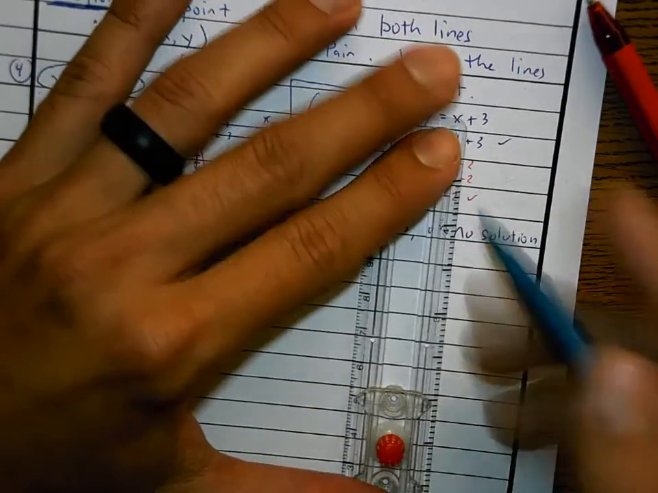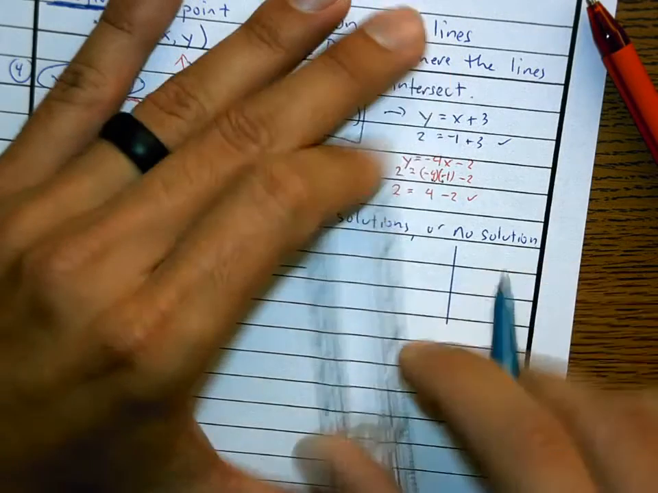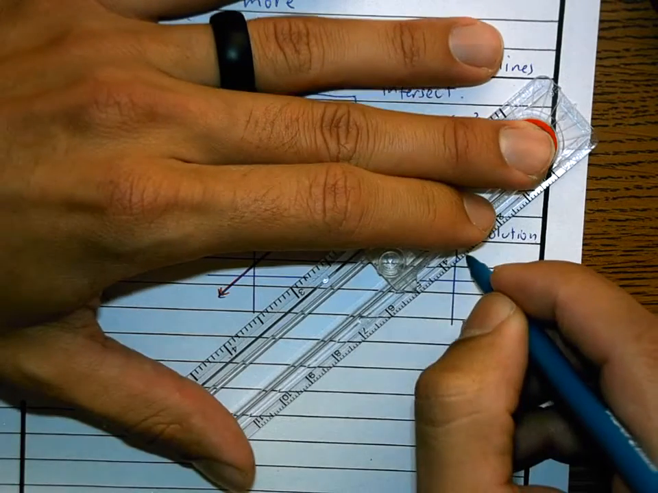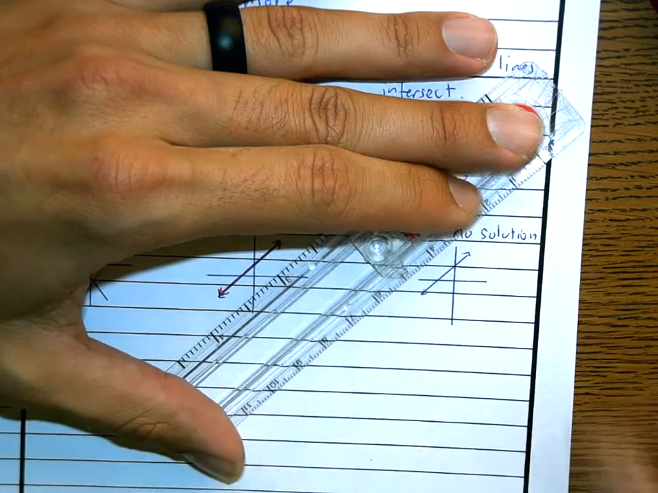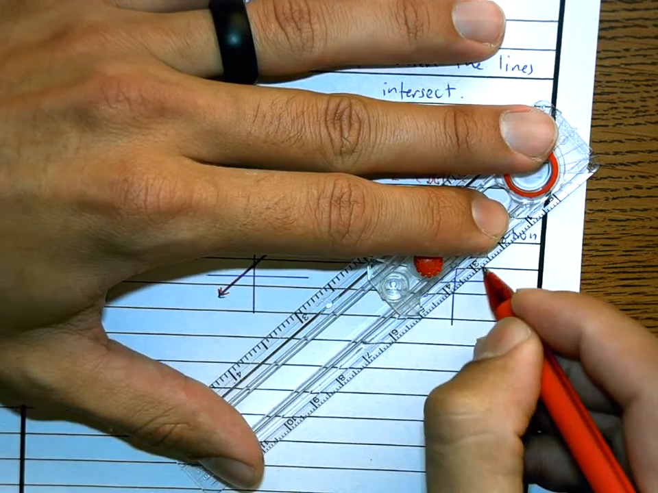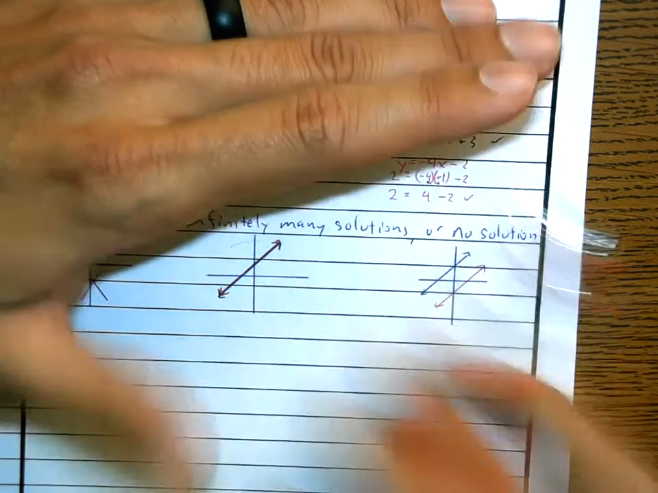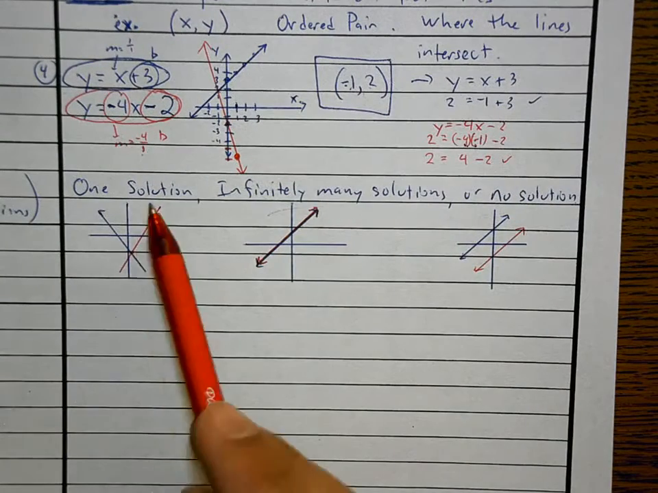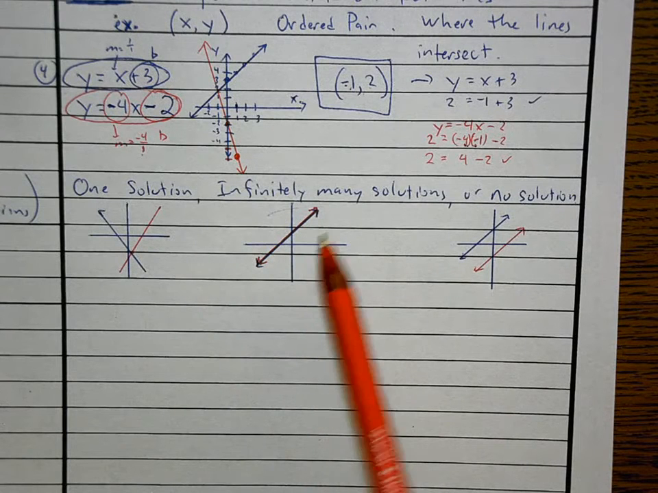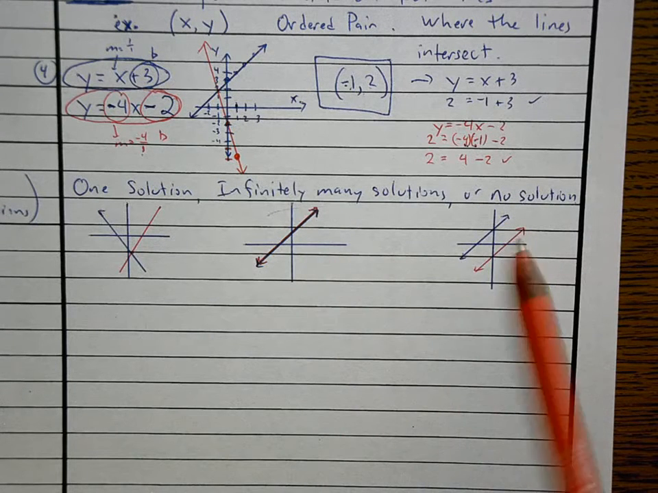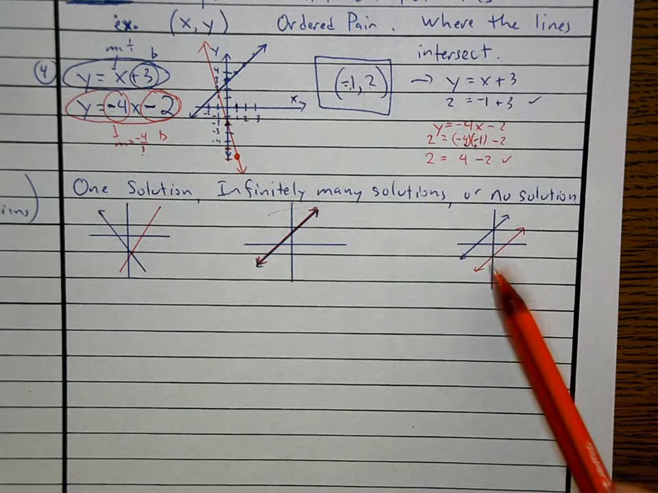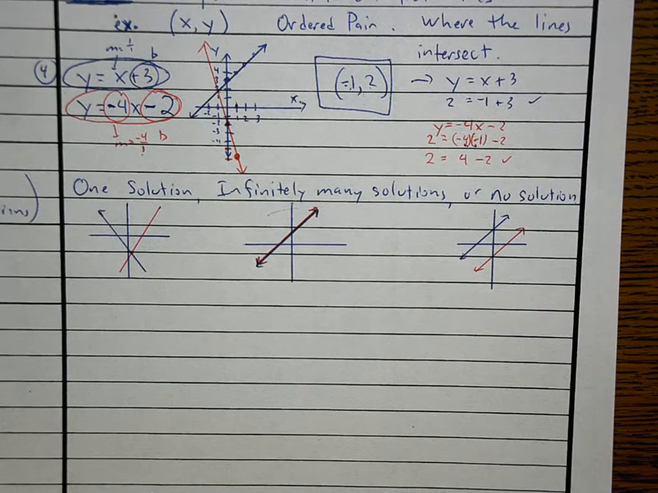Lastly, no solutions look like this. If you have a line and another line is parallel to it, one solution looks like that. Infinitely many solutions, they're the same line. And then no solutions, the lines are parallel. Does this red line ever touch or intersect the blue line? No.